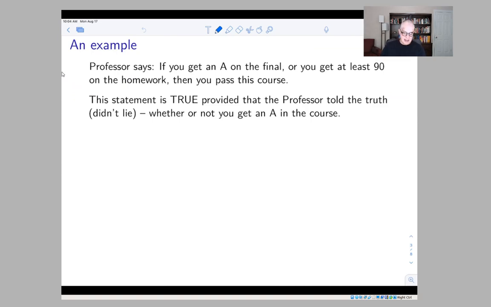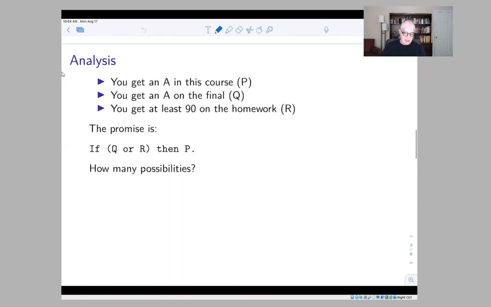So let's say I say to you that if you get an A on the final, or you get at least 90 on the homework, then you're going to pass this course. And let's assume this statement, I mean, what does it mean to say that this statement is true? It's not a question of whether or not you pass the course. The statement is true if the professor here is telling the truth, meaning that if this condition is really the case. So as we've discussed, if you don't get an A on the final, then it doesn't tell you whether you're going to pass the course, right? So how can we break down all of the possible permutations of a statement like this? And that's where a truth table can be helpful.